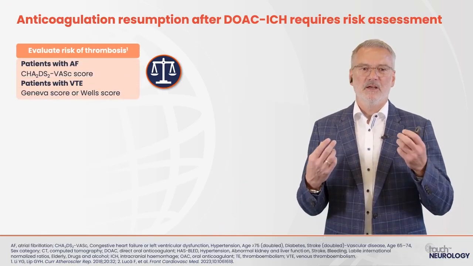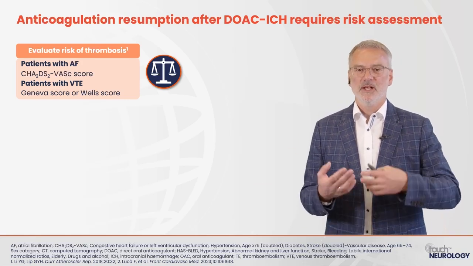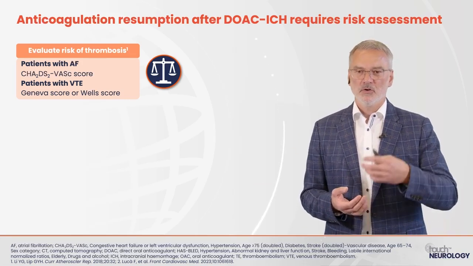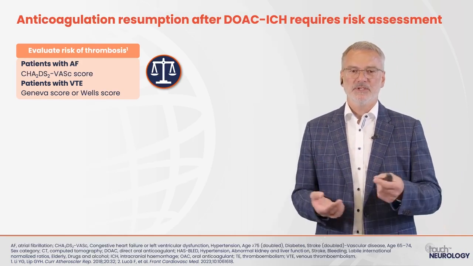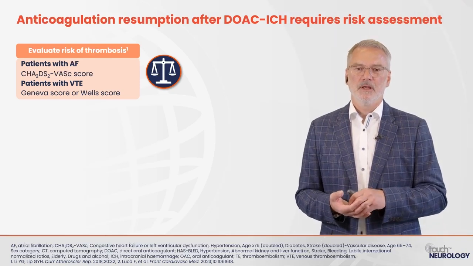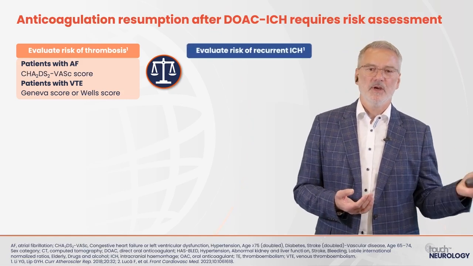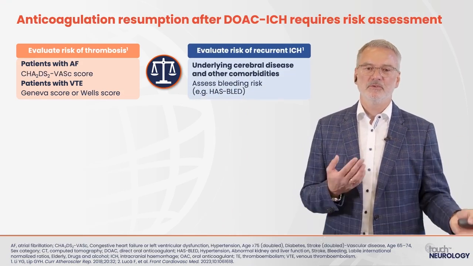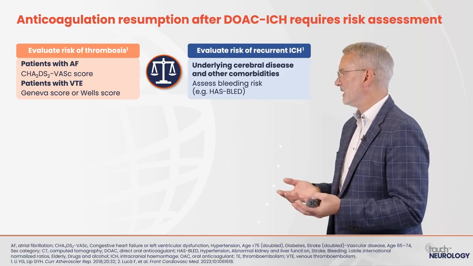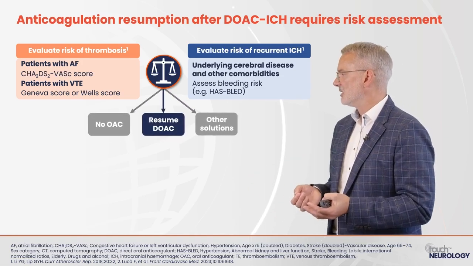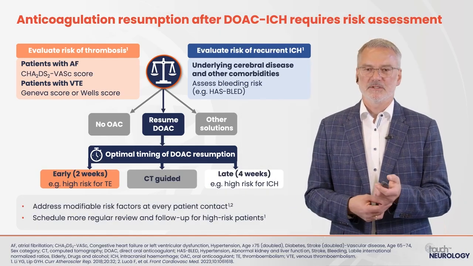What you need to do is a risk assessment of the patient. For an atrial fibrillation patient, you can use the CHA2DS2-VASc score that will give you the risk of stroke if you don't anticoagulate the patient. For VTE patients, there are other predictive scores available indicating the risk of recurrence if you don't anticoagulate. And then you have tools such as HAS-BLED and other bleeding risk tools to try to predict the risk of recurrent bleeding in this patient. And this gives you then an indication of how important anticoagulation or not anticoagulation for this specific patient is.